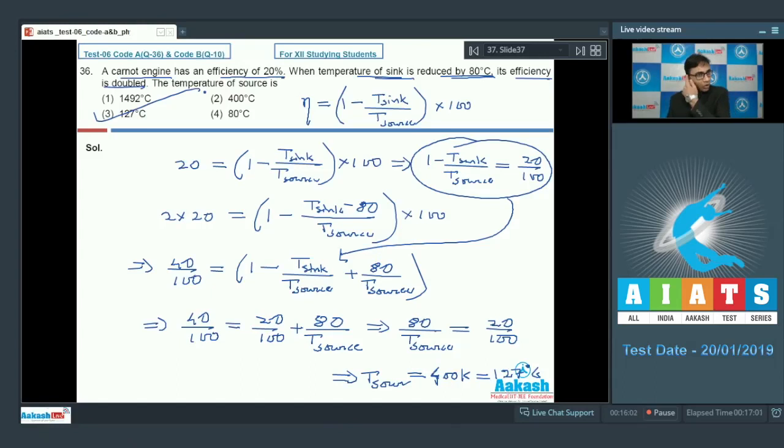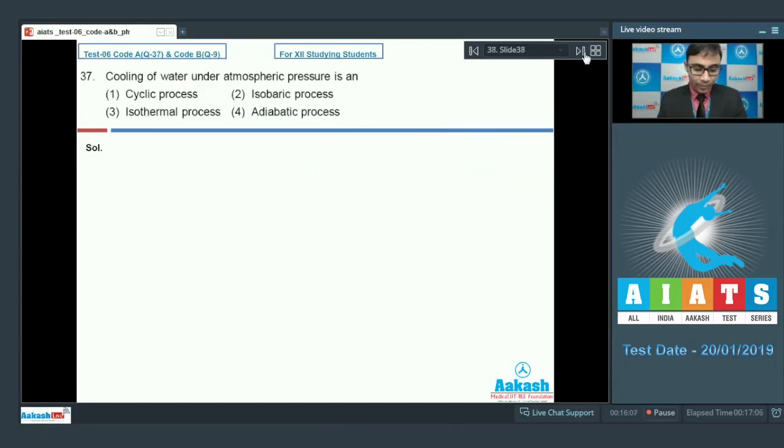Now let's move to question number 37. Question number 37 says that cooling of water under atmospheric pressure is, and we know that atmospheric pressure is always constant, it never changes. So if the atmospheric pressure is always constant, we can say that cooling of water is an isobaric process. So option number 2 will be the correct choice.